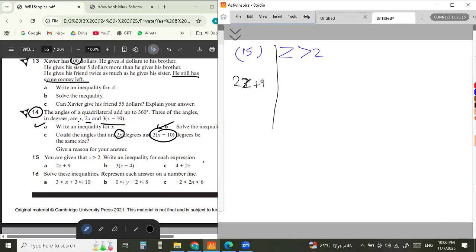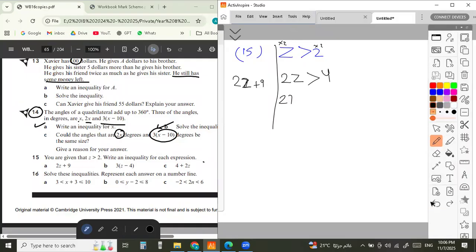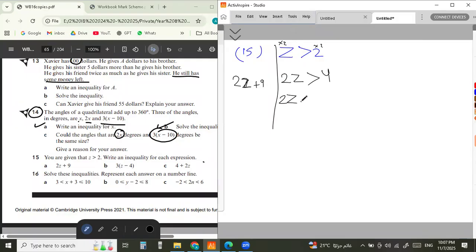Well, what happened to z here? It got multiplied by 2. So multiply the z there by 2. Multiply here by 2, multiply here by 2. So 2z is greater than 4. But then they're telling you to add 9. So add 9 here: 2z plus 9 is greater than 4 plus 9, which is 13. This is the new inequality that they want you to write.